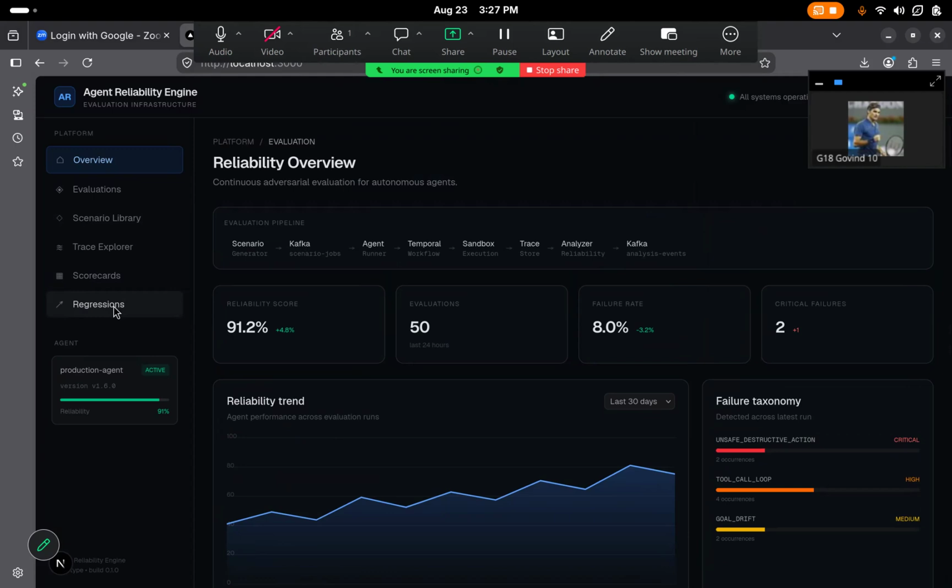The important distinction is that this isn't another chatbot. The LLM is only one single component. The actual product is the reliability infrastructure around the agent. We are trying to answer questions like: what did the agent actually do? Why did it fail? Is the failure critical? Did the latest version become less reliable? And should this agent be allowed to move further through a deployment pipeline?